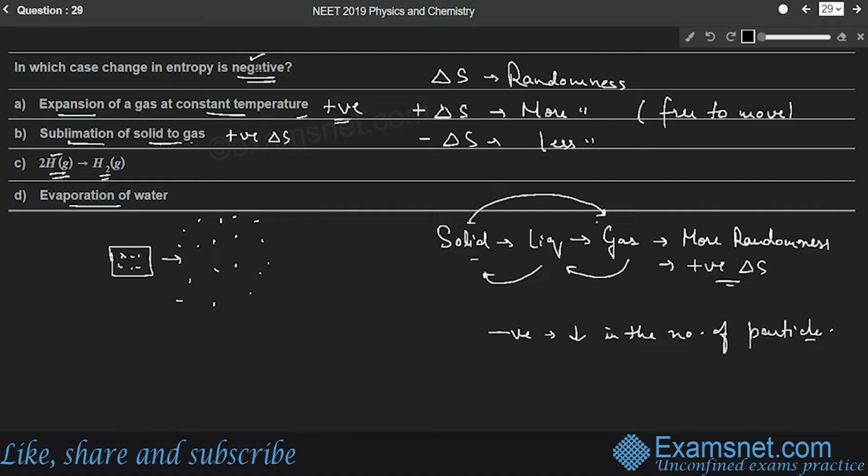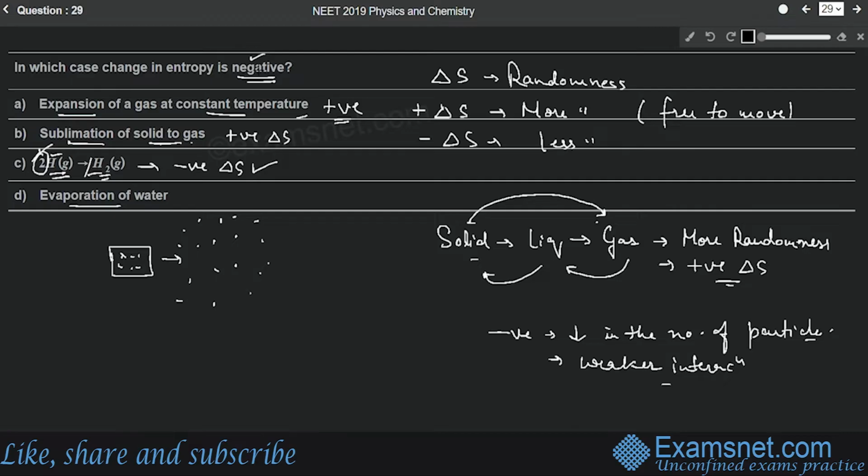Okay. So this is one condition, and the other condition is what? Weaker interactions among the particles. So in the third one, we can see that gaseous hydrogen atoms are being converted into gaseous hydrogen molecules. Here you can see we have 2 moles of hydrogen, and on the product side we have only 1 mole of hydrogen. So it is clear that the number of particles is decreasing. So it will lead to negative delta S value. So this is the correct answer.